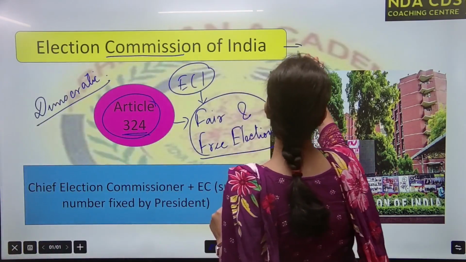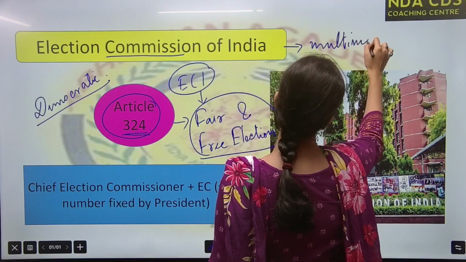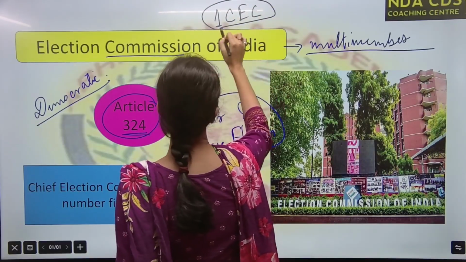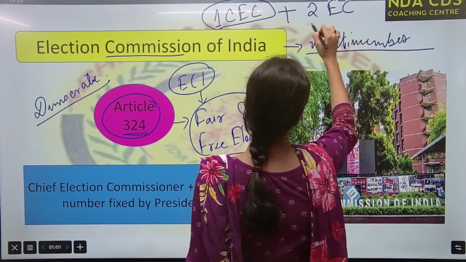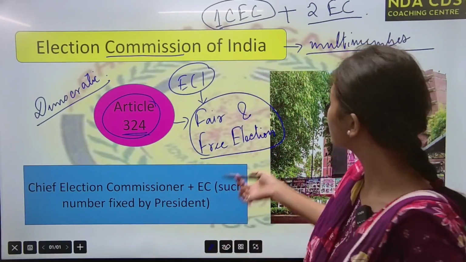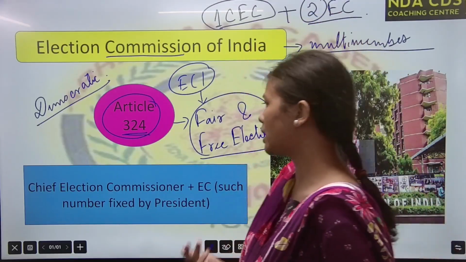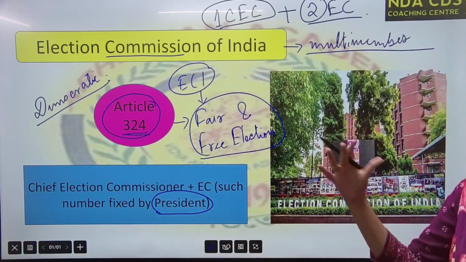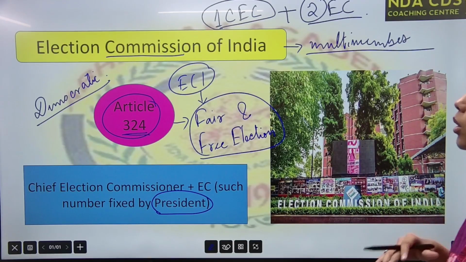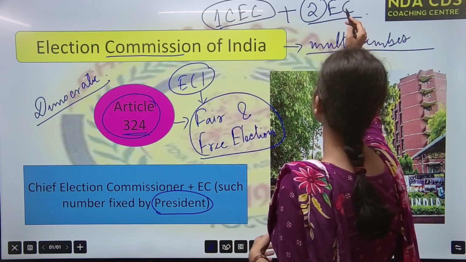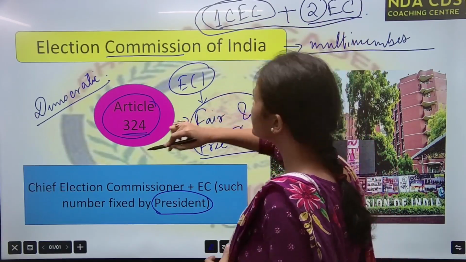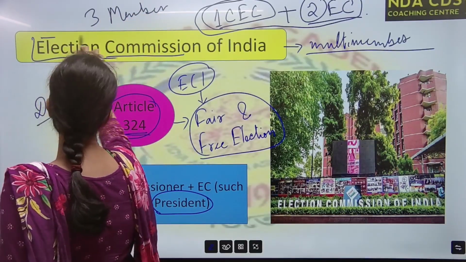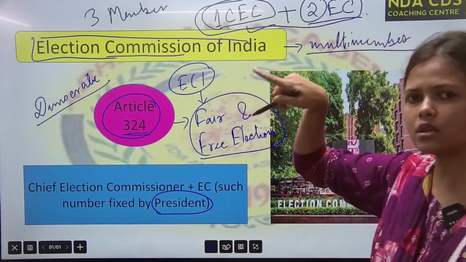See, Election Commission of India is a multi-member body. What do you mean by multi-member body? It's having one CEC, Chief Election Commissioner, plus two ECs, Election Commissioners. See, this number 2 is not fixed. It is up to the President of India, whether the President wants 2 or 3, the President can decide in discussion with the parliament. Right now, currently we have 3 members in our Election Commission of India: one Chief Election Commissioner and 2 Election Commissioners.